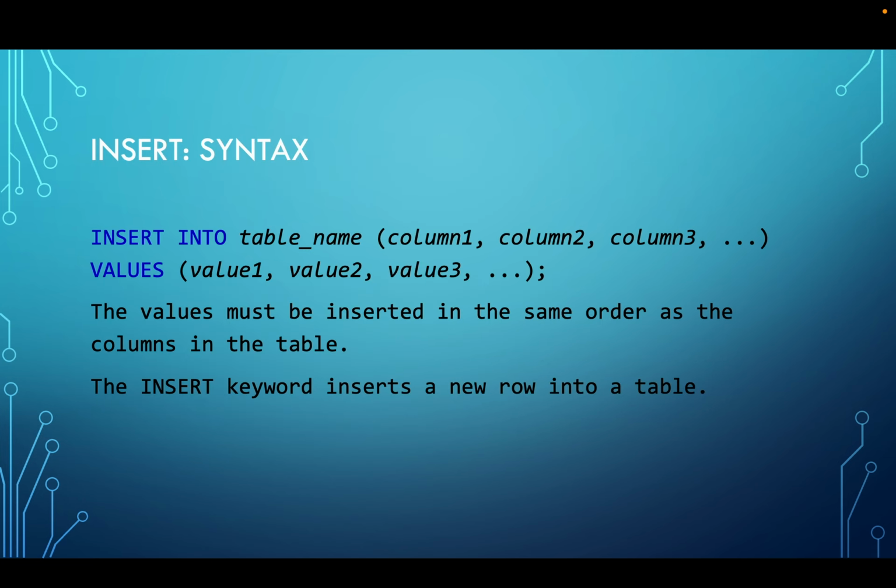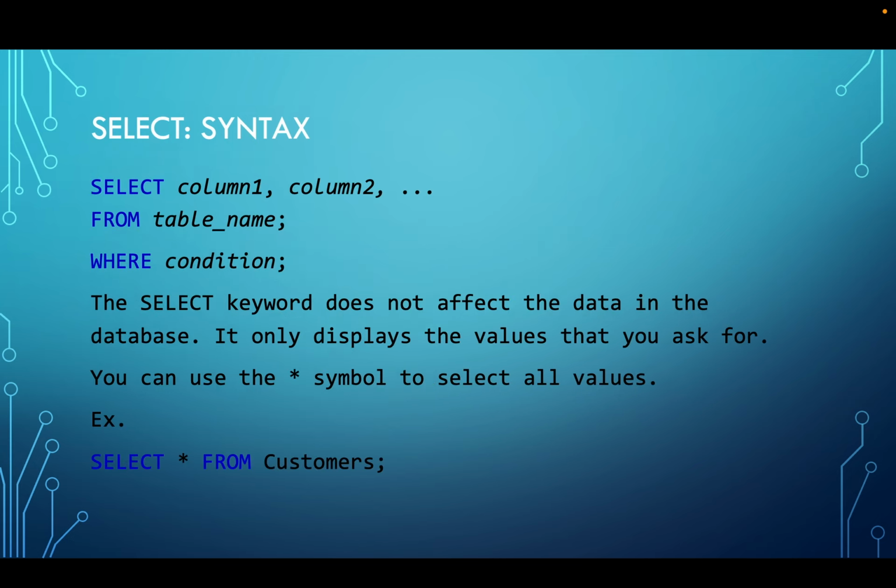Okay, so insert. The syntax we can see: we'll say insert into the table name and then the values. And the values must be in the same order as the columns in the table. The insert keyword inserts a new row into the table. All right, and then the select keyword doesn't affect the data in the database. It only displays the values that you ask for, and you can use the star symbol to select all values.